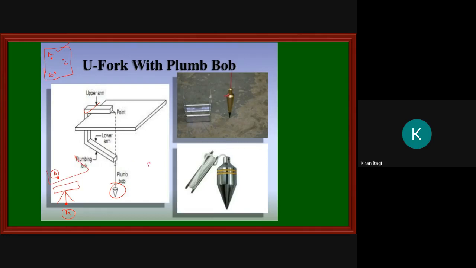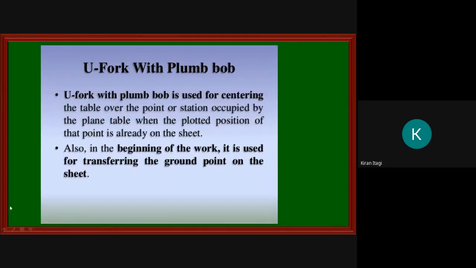Similarly, I will go to station B and I will do centering. This is also called centering of the instrument. Your instrument should be exactly above the station point. Similarly, see, this is my station A. I will write here on the drawing paper station A, station B, station C. This is the use of the U-fork with plumb bob. The U-fork is used for centering the plane table over the point or station occupied by the plane table.